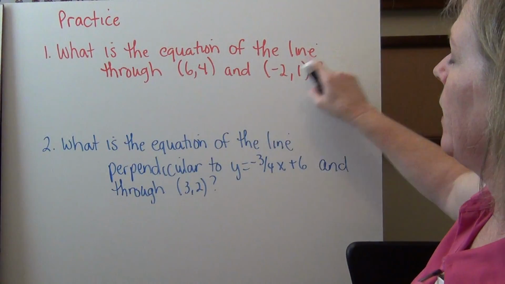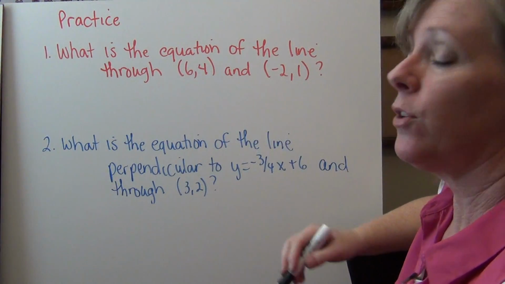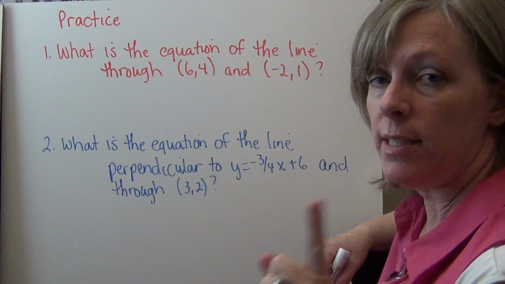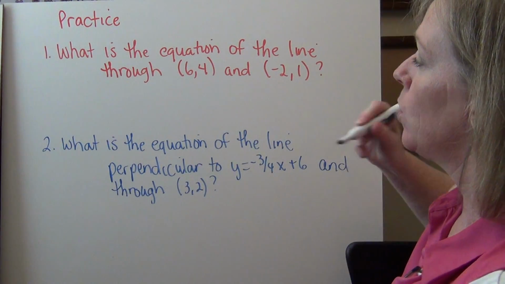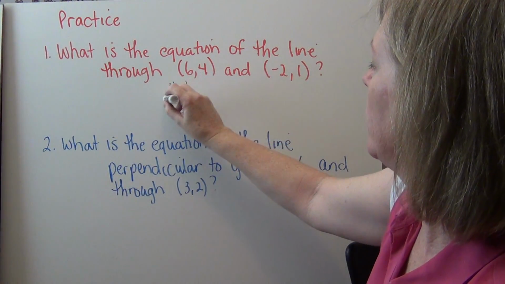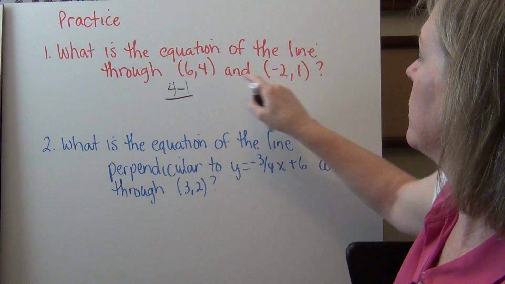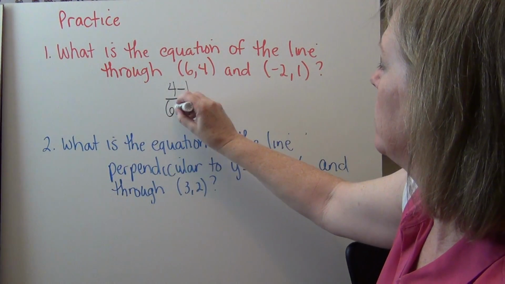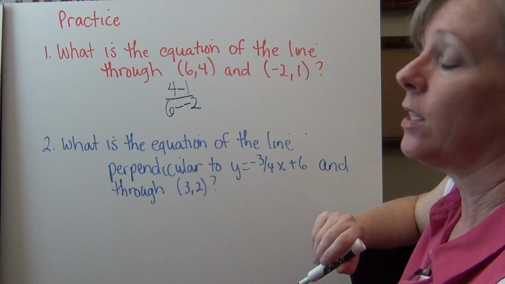What is the equation of the line through these 2 points? Well, the first thing I notice is I don't have a slope. Step 1, I better find the slope. So I'm going to subtract the 2 y's and get 4 minus 1. Now I'm going to subtract the 2 x's, 6 minus negative 2. Pay attention to those negatives because that's going to matter.